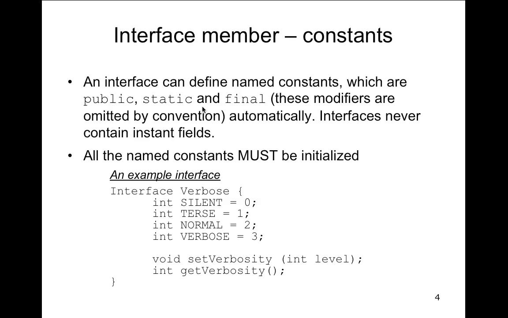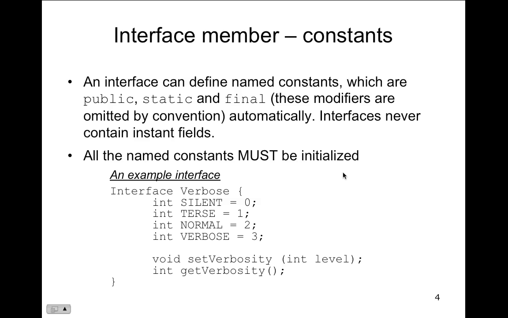So the interface can define named constants, which are public, static, and final. The modifiers are omitted by convention because they're going to be automatically set since we're creating an interface. So we have some built-in rules or structure that goes along with this interface. And it never contains instance fields. It always has interface-defined constants. All of the named constants must be initialized to something. Otherwise, we can't set a value.